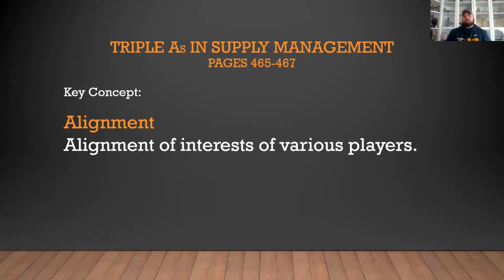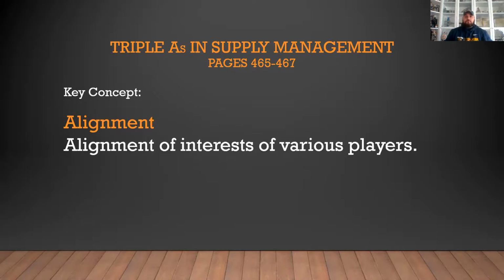And the third one is alignment. Alignment is of the interests of various players. Everybody within a supply chain is a player. They're all in a strategic agreement. Everybody's trying to maximize their profit by producing an end good.